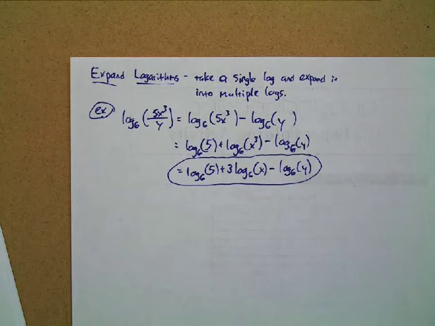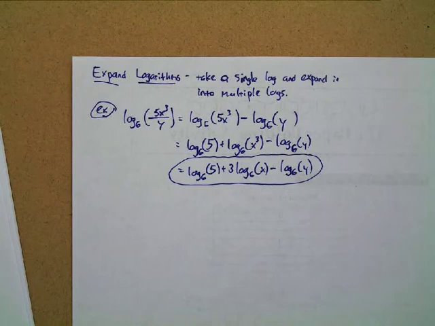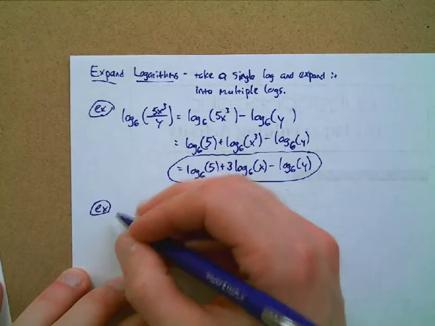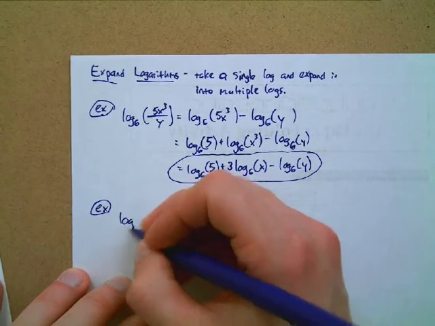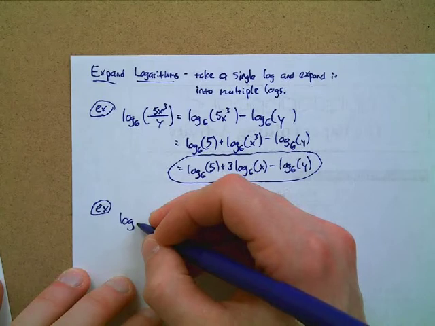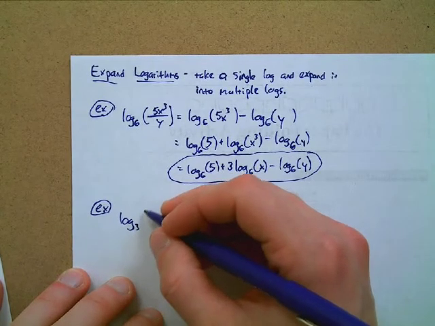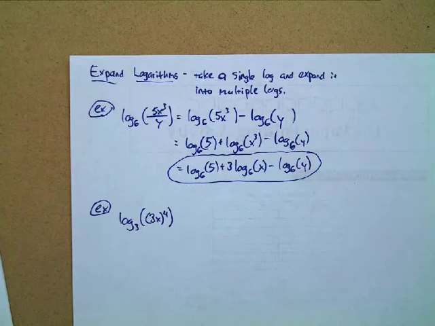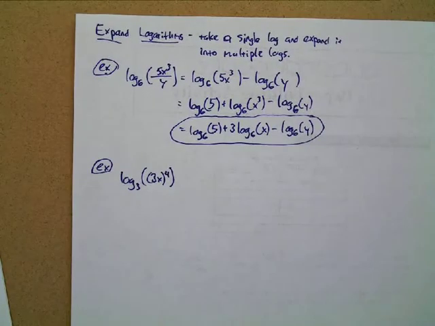Okay, perfect. All right, let's try another one here. Expand this one out. Log base 3 of 3x, that quantity to the 4th power there. Okay. Log base 3 of the quantity 3x to the 4th power.